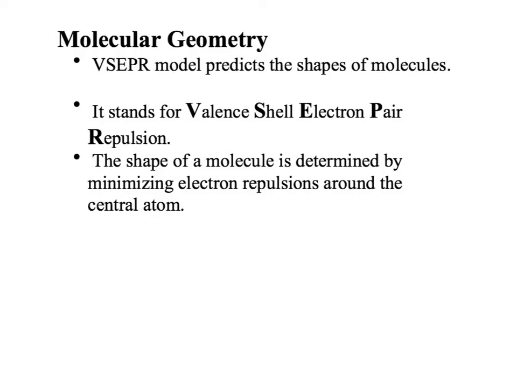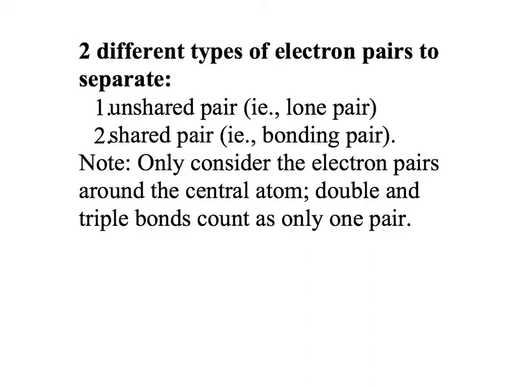So, molecular geometry uses what's known as the VSEPR model, which stands for the valence shell electron pair repulsion. Bottom line is that this is just going to take a look at trying to minimize electron repulsions around the central atom. It's the valence electrons around the central atom that's going to determine the shape of the molecule. We're going to break those valence electrons into two different groups. We're going to have unshared pairs, which show up as a pair of dots in the Lewis dot diagrams, and we're going to look at shared pairs, which are going to be bonds to the central atom.